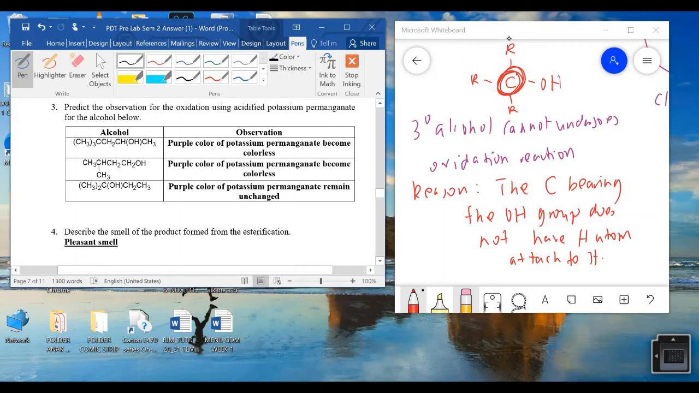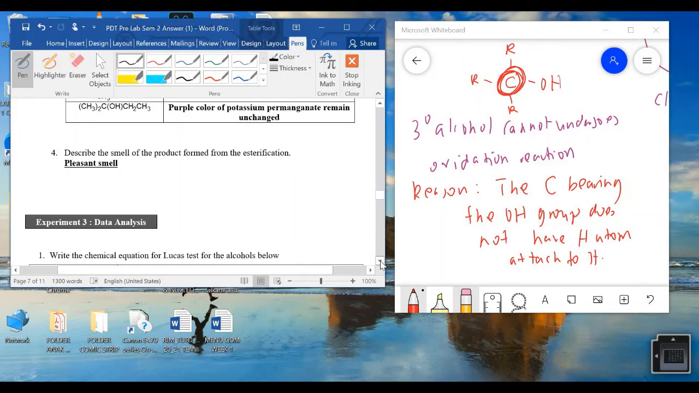So describe the smell of the product from the esterification. So daripada esterification, as you can see, you akan dapat pleasant smell ataupun sweet smell. Selalunya ester ni bau dia fruity ya, dia bau manis-manis. Okay.